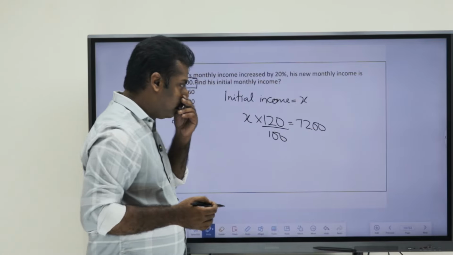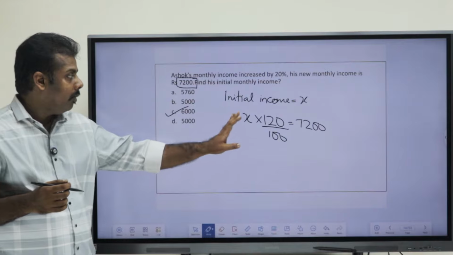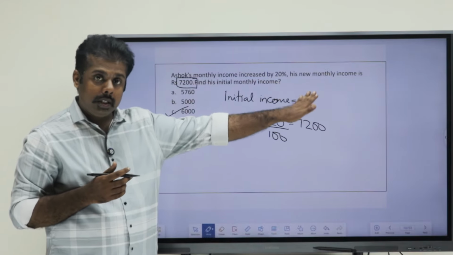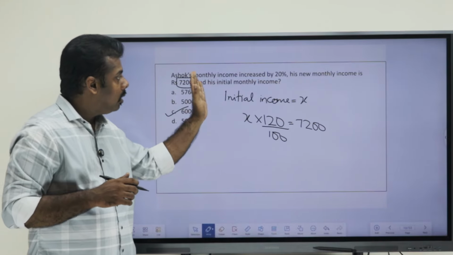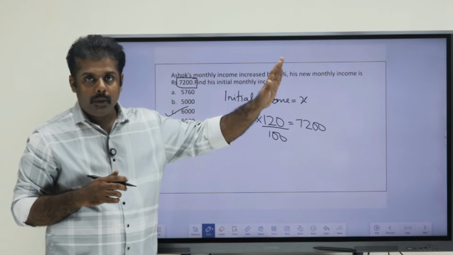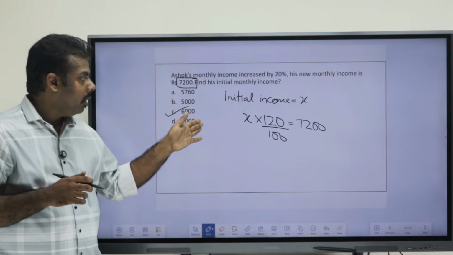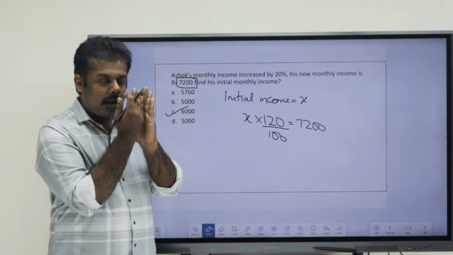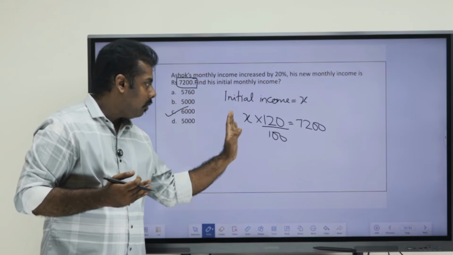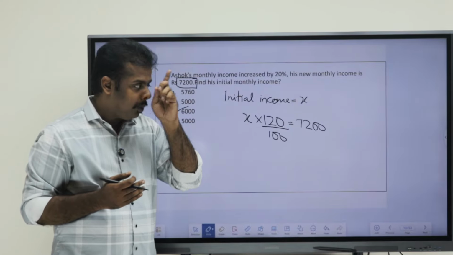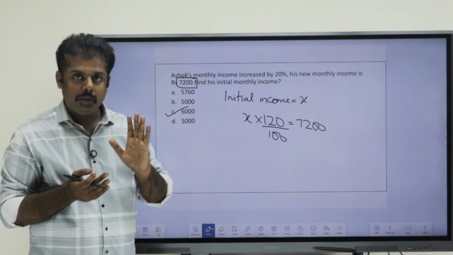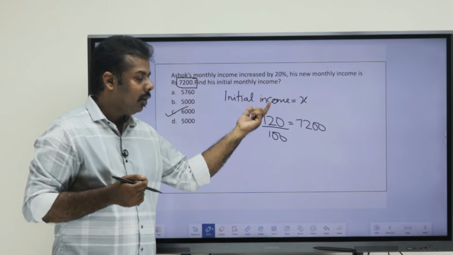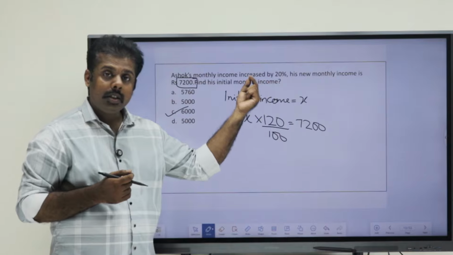I hope that you got the concept here. We have assumed his initial income as X. The question says that his income has increased by 20%. So, what does that mean? If his income initially was 100, that has become 120. So, 120 percentage of X is basically 7,200. Now, we have to find the value of X because we are asked his initial income.